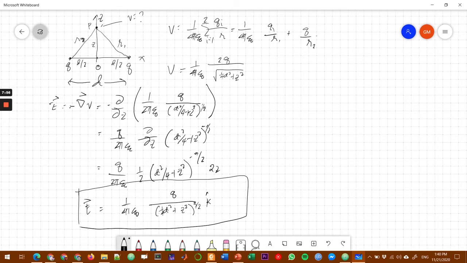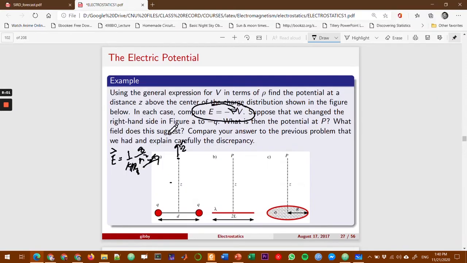Okay, so that would be the solution. So for letter B, you can practice this at your own convenient time at home. How do you get it now, for this case, where instead of having positive Q here, it is now negative Q, right? It can be negative there.